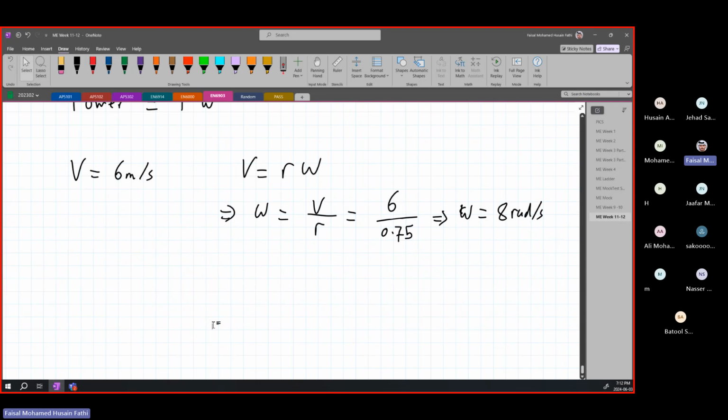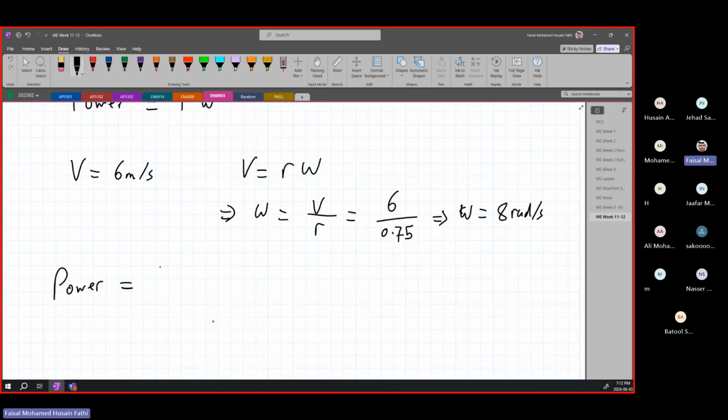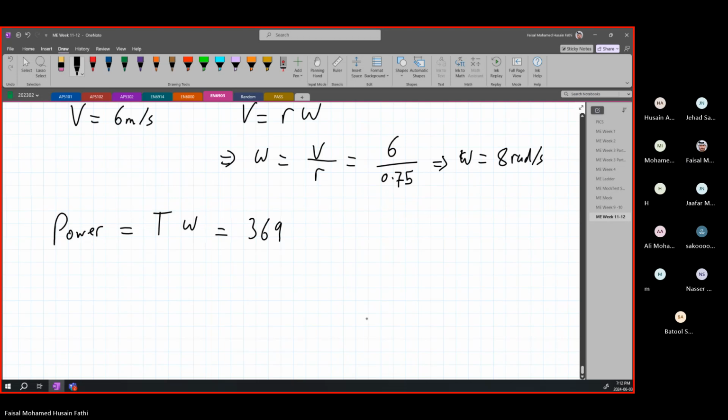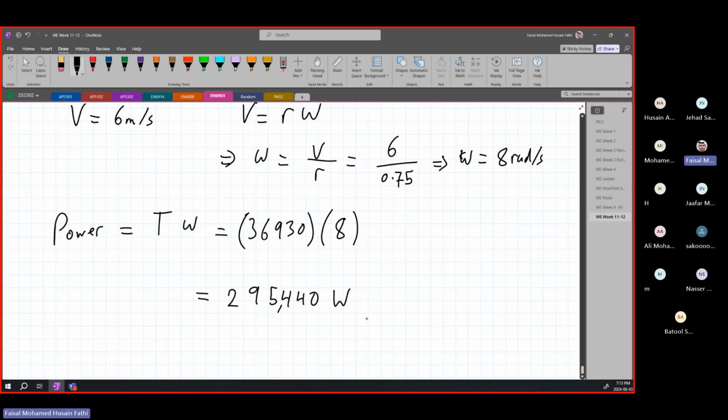Now, if we want to find power, as the question requested, power is going to be torque times omega. So the torque that we have found here, which is 36930, times omega, which is 8 radians per second. Put this into the calculator. 8 times 36930 is 295,440 watts. Remember, the unit of power is watts, or you can simplify it and make it 295.44 kilowatts.